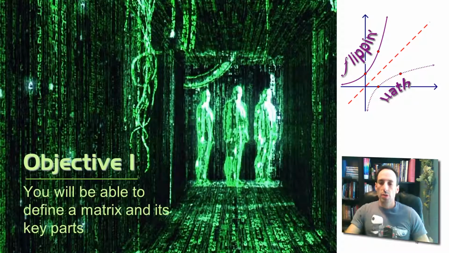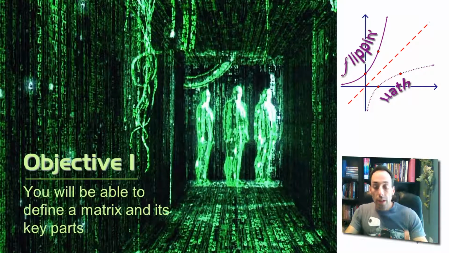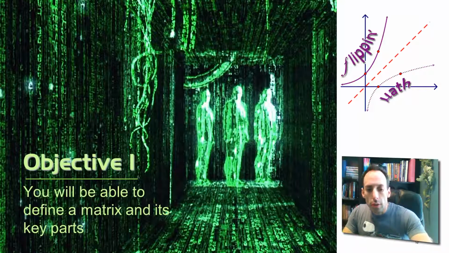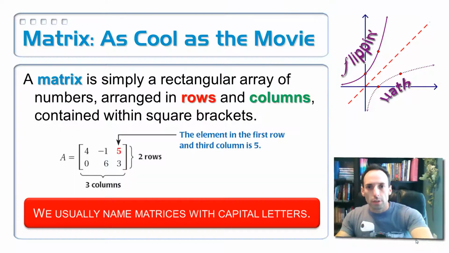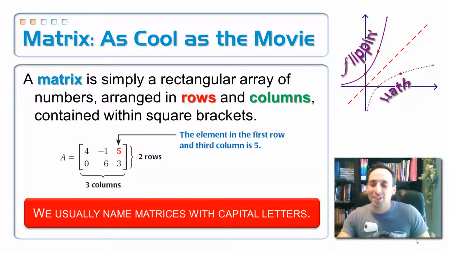So this first objective is just about what is a matrix? What is a matrix? And the image there, of course, is taken from the movie The Matrix, which asks exactly that same exact question. What is the matrix? But unfortunately, nobody can be told what a matrix is. You have to be shown. So let me show you what a matrix is.